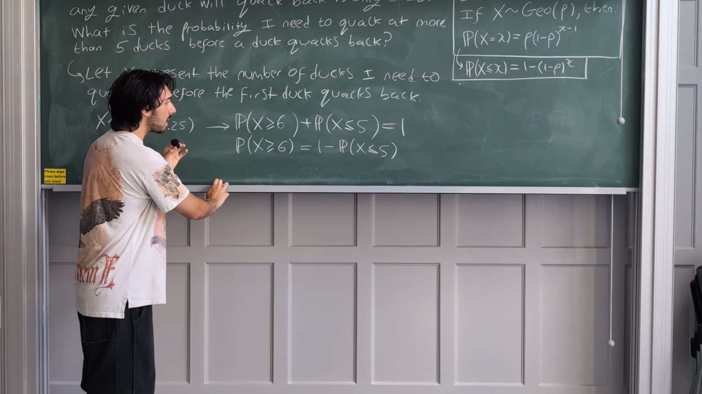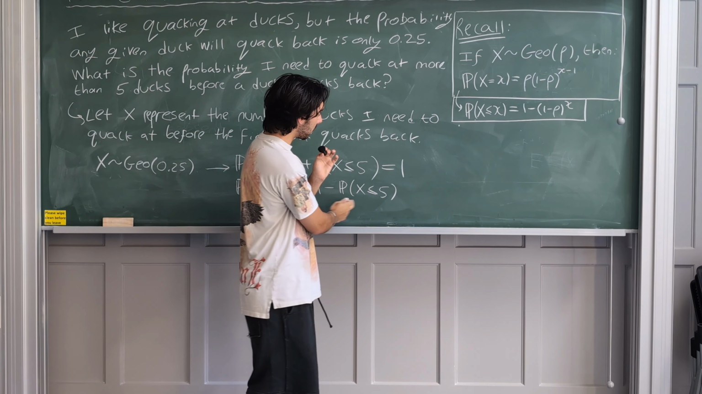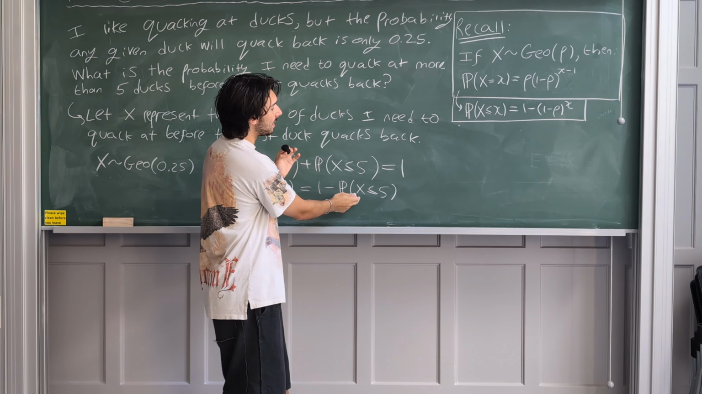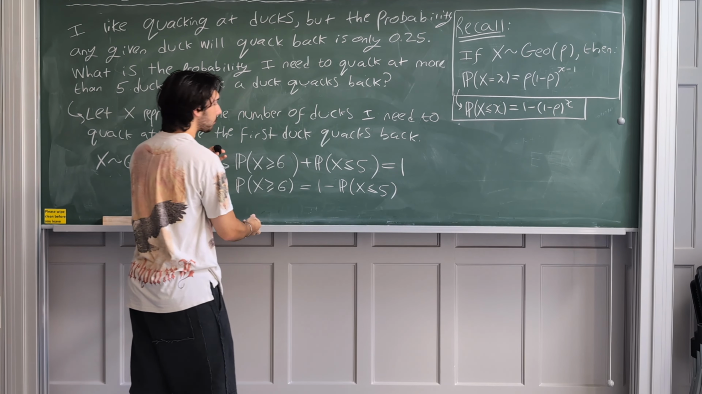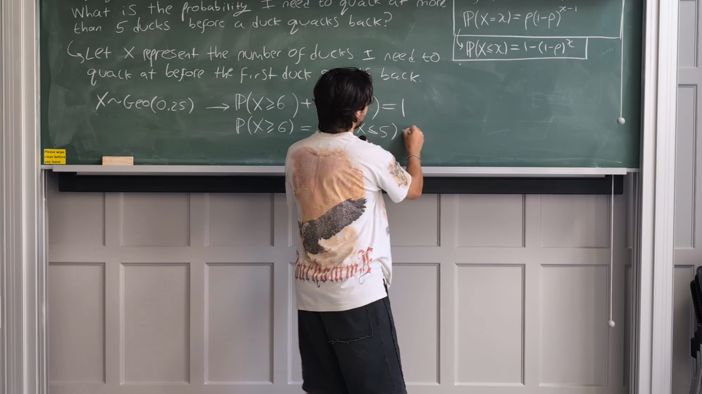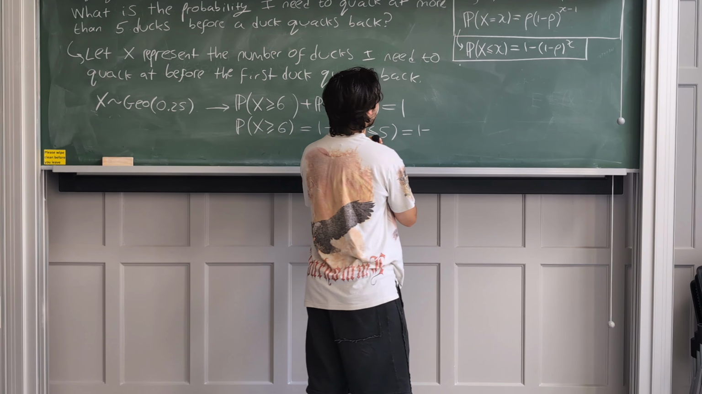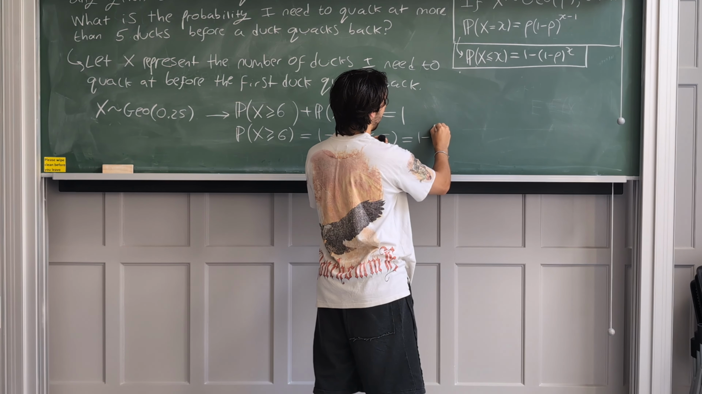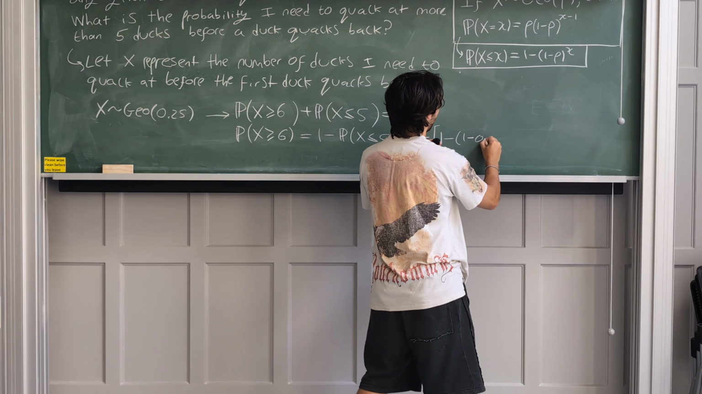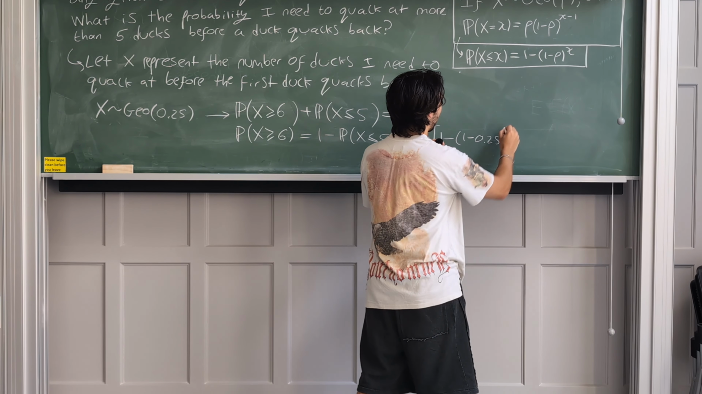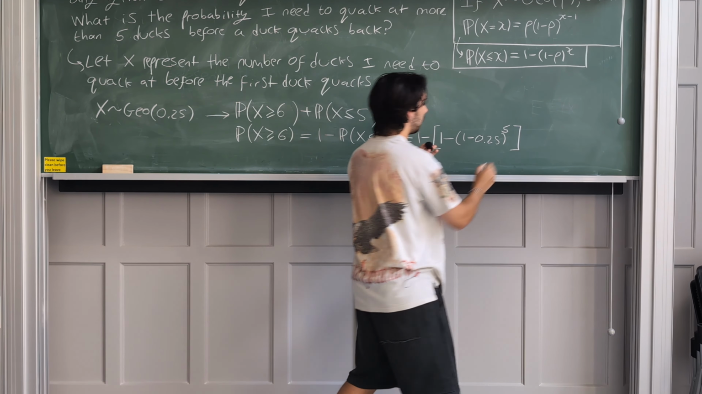And the reason I've done this is because now we can use the formula, because do you see here we have the probability that x is less than or equal to something. That's what this formula is actually for. So I can say this is equal to 1 minus the probability that x is less than or equal to 5, is 1 minus 0.25 to the power of 5, like this.